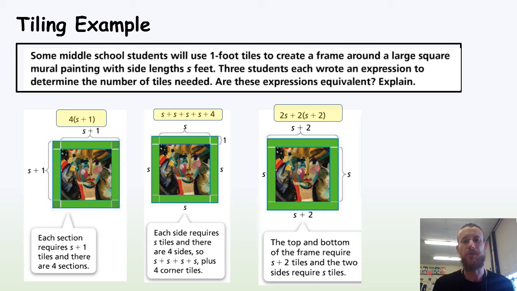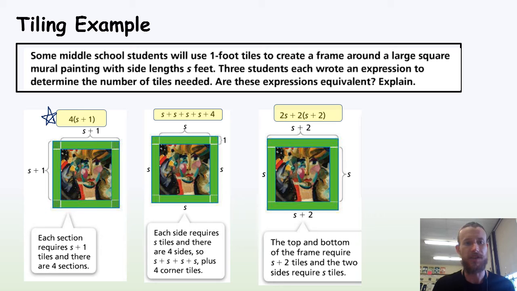3 students each wrote an expression to determine the number of tiles needed. Are these expressions equivalent? So the first person wrote 4 times s plus 1. And they're explaining their work down here.